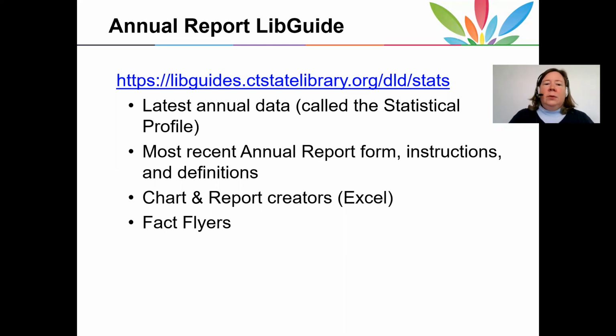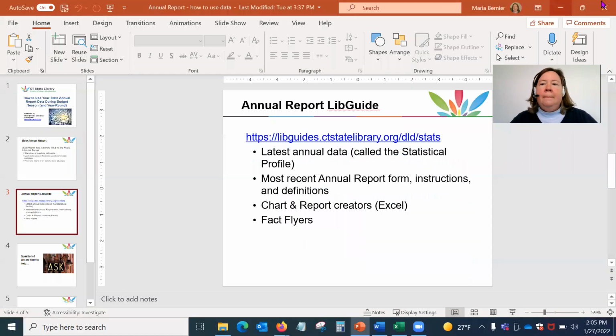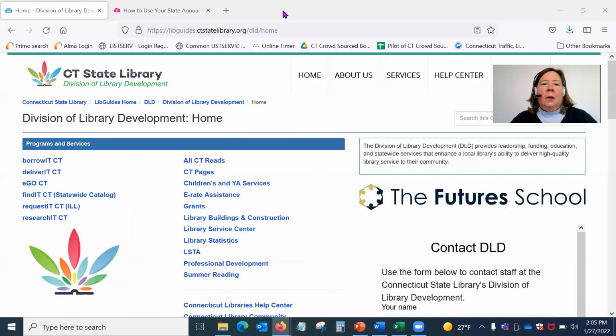And then we will also take a look at other things. Some chart makers that are there, the fact flyers, and also on this LibGuide is where you will find the annual report form when you need to do it next year, as well as instructions and definitions and all that kind of thing. So anything really related to public library statistics is pulled together, collated together on this one LibGuide. And I think we're just going to hop out and go there right now. All right.